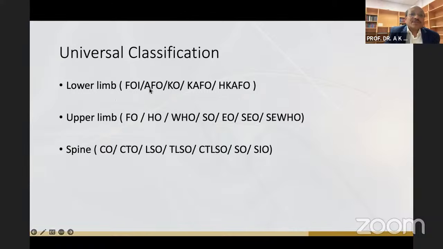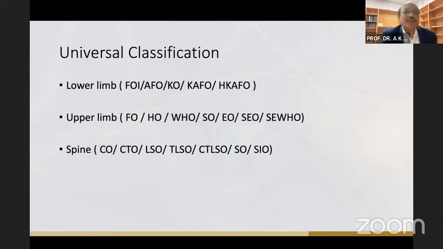Okay. Next one: if it crosses the ankle, then it is known as an ankle foot orthosis. If it crosses only the knee, it is a knee orthosis. If it crosses the knee, ankle and foot, it is a KAFO, that means knee, ankle, foot orthosis. But if it crosses the hip joint also, it is a hip, knee, ankle, foot orthosis. And if it crosses the pelvis also, this is the lumbosacral one, LSHKAFO.